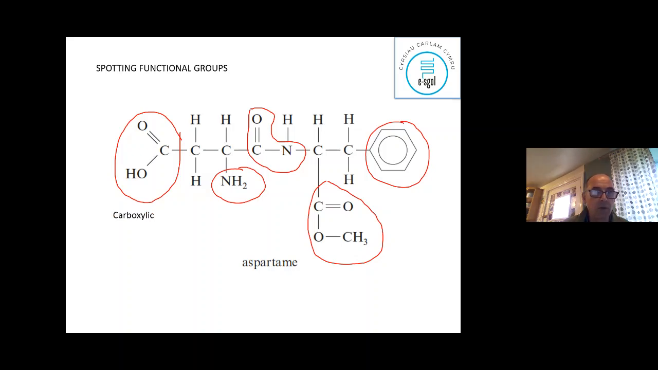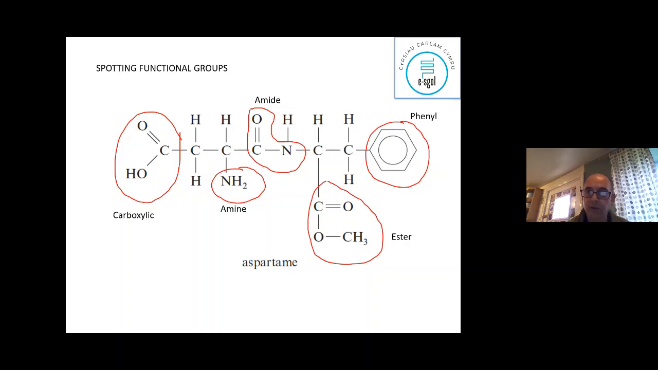We've got a carboxylic acid group, C double bond OOH. We have an amine, an NH2 group. We have an amide, C double bond O, carbon bonded to the nitrogen. We've got an ester group, and we've got a phenol group.